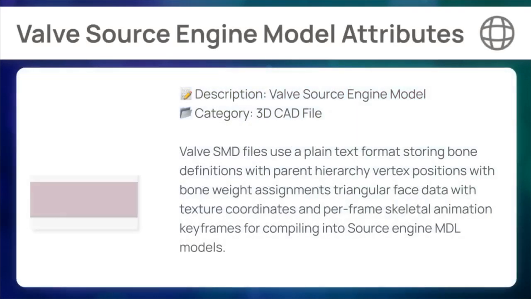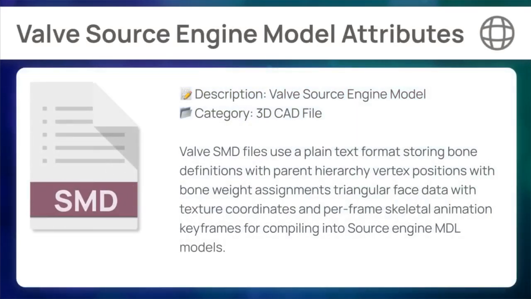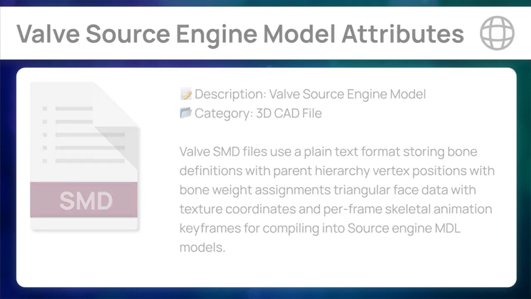Valve SMD files use a plain text format storing bone definitions with parent hierarchy, vertex positions with bone weight assignments, triangular face data with texture coordinates, and per-frame skeletal animation keyframes for compiling into Source engine MDL models.